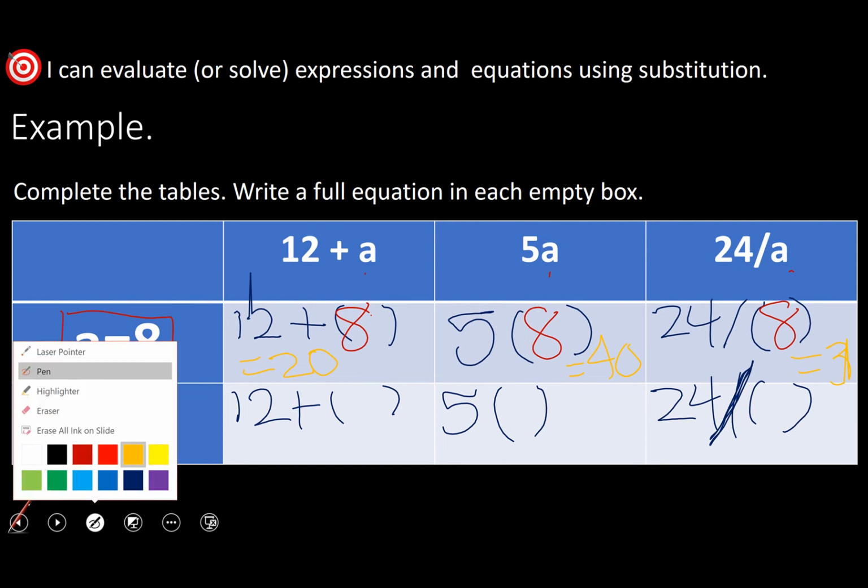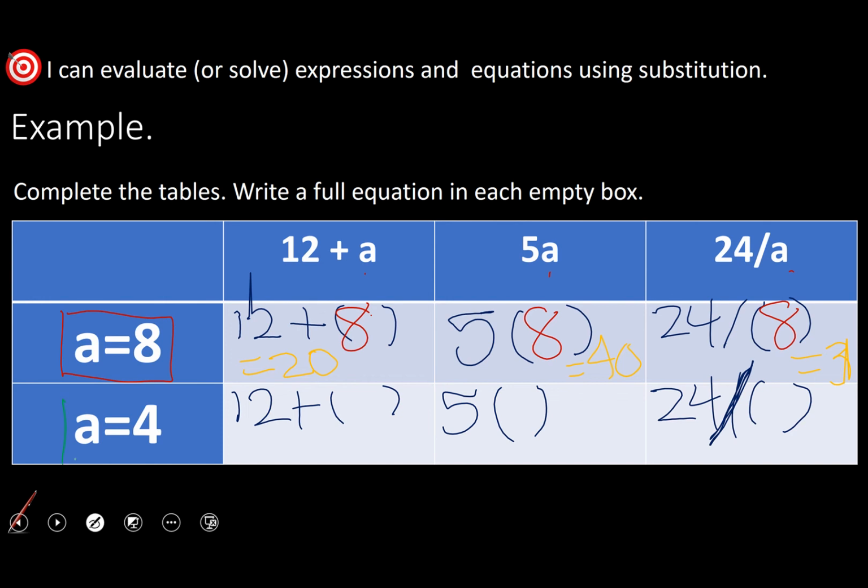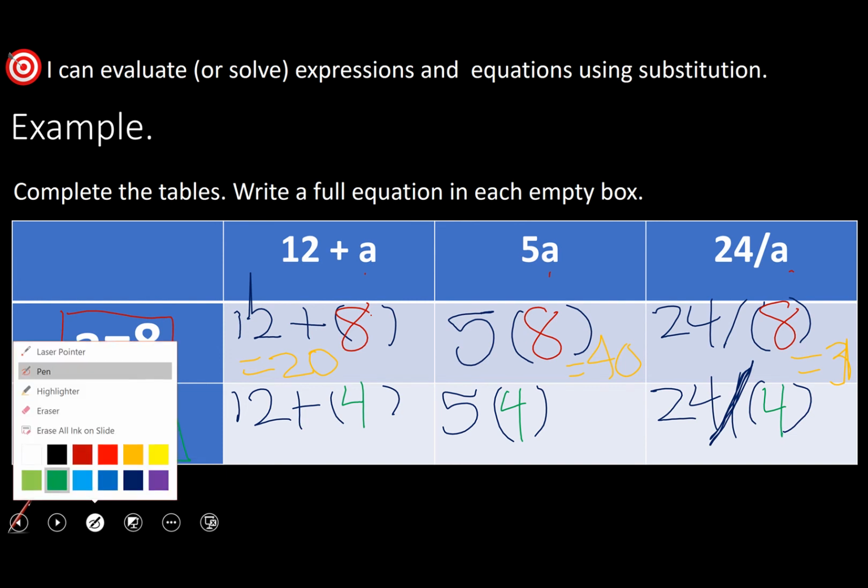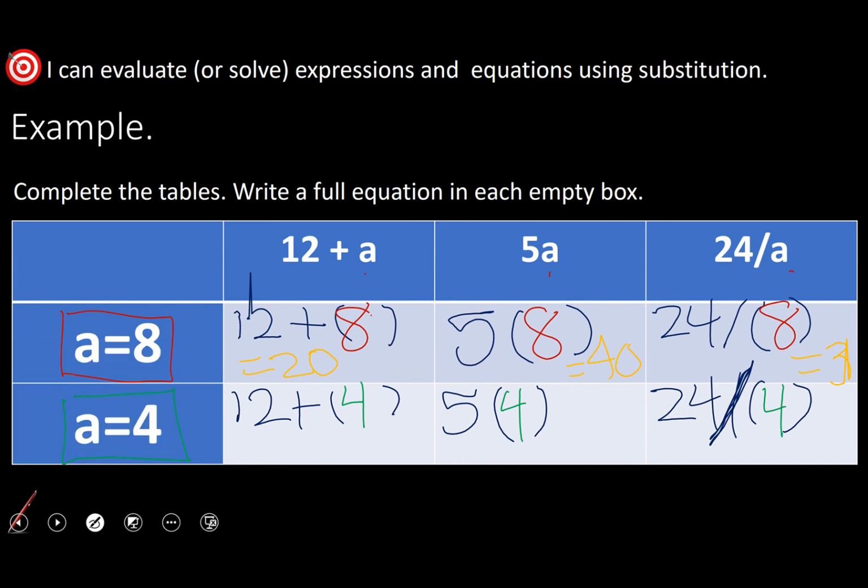Now we need to do the same thing with our a equals 4. So every time I see parentheses, I know the parentheses right now all are a's because we don't have a second variable. So I'm going to write a 4 in each of those spots. And now I can evaluate again. 12 plus 4 is 16. 5 times 4 is 20. And 24 divided by 4 is 6. So I'm able to evaluate all of my expressions because I was told what the variables were.